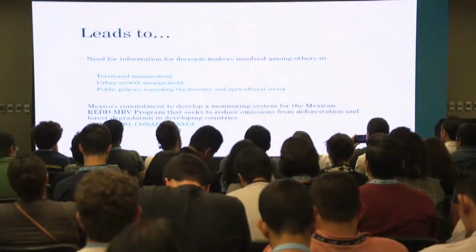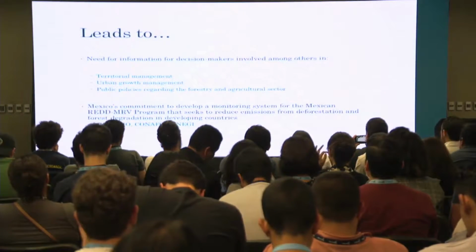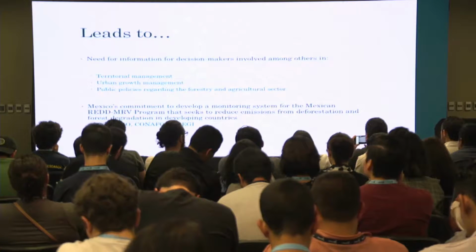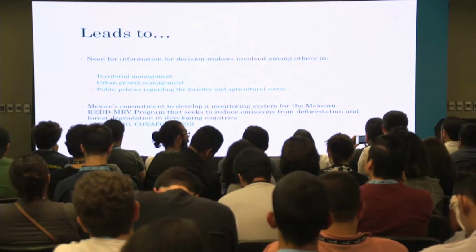The main causes are forest degradation and deforestation, which leads to a need for information for decision makers involved, among others, in territorial management, urban growth management, and public policies regarding the forestry and agricultural sector.